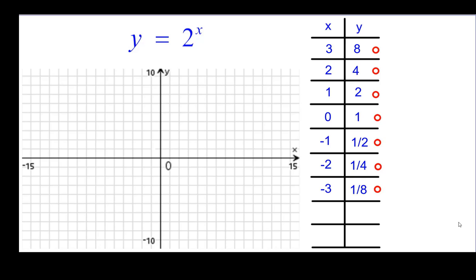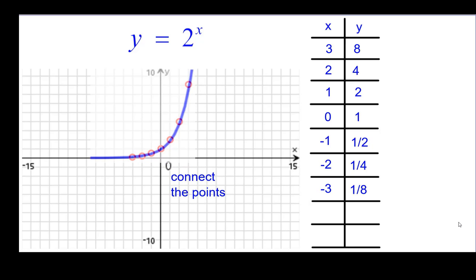So let's go ahead and plot these 7 points. 3, 8, 2, 4, 1, 2. The y-intercept is at 0, 1. And then these 3 are getting smaller and smaller and smaller. Connecting the points look like this.